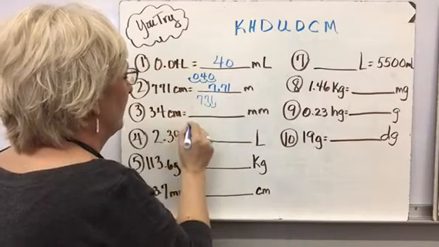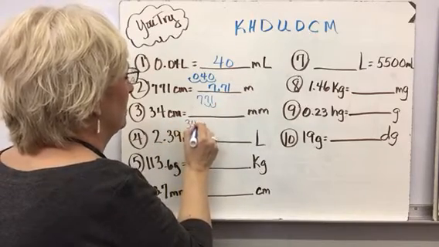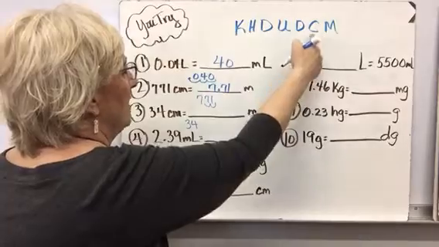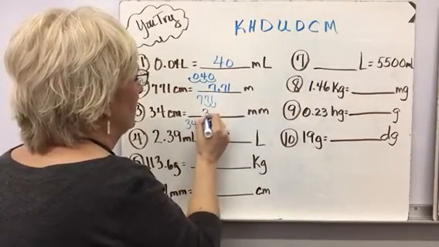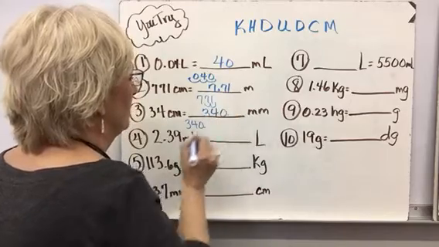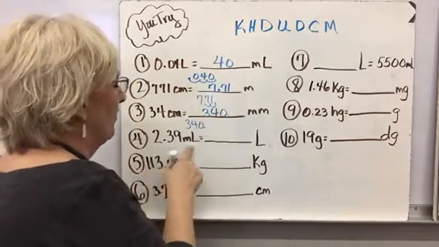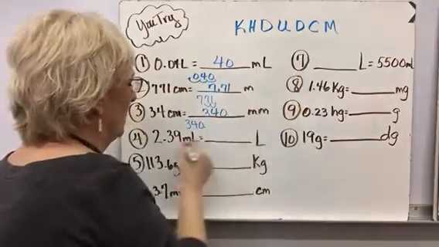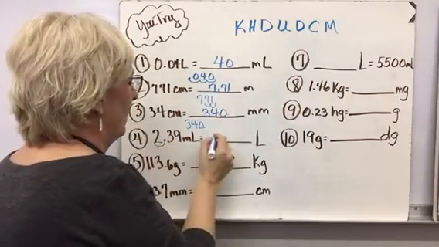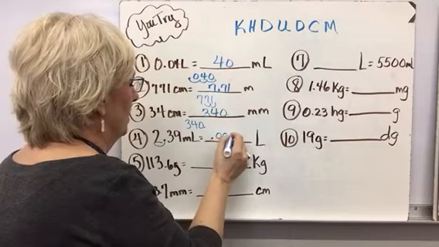Here I've got 34 centimeters, and I'm going 1 to the right from centimeters to millimeters. I've got to add a 0 and put the decimal there. That's 340 millimeters. I'm going from milliliters to liters, so that's 1, 2, 3 to the left. So I'm going to go 1, and I've got to add 2 zeros.